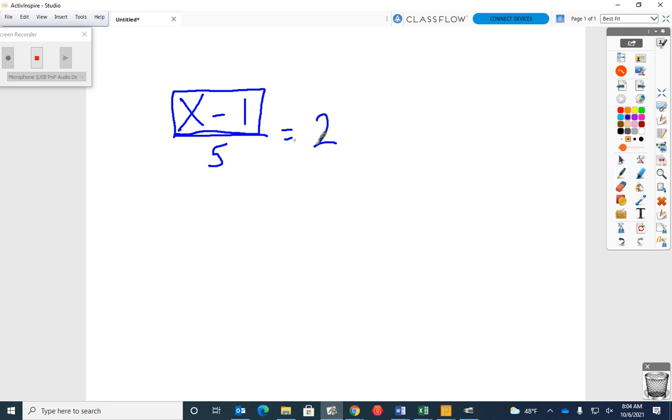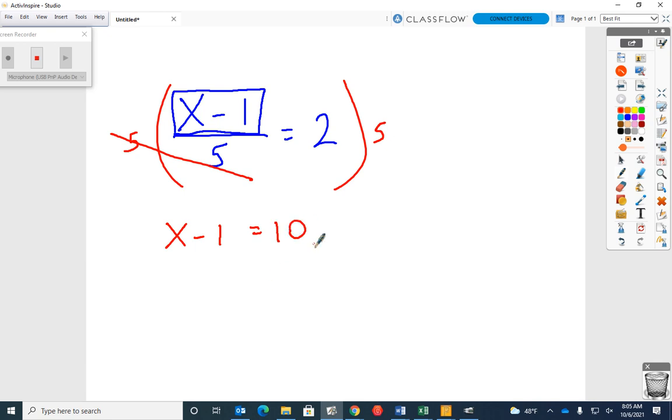What's happening to x minus 1? It's being what? Divided by 5. So in order to undo dividing by 5, we're going to multiply both sides by 5. So what happens to these? They're gone. What's left? X minus 1. What's 2 times 5? 10.